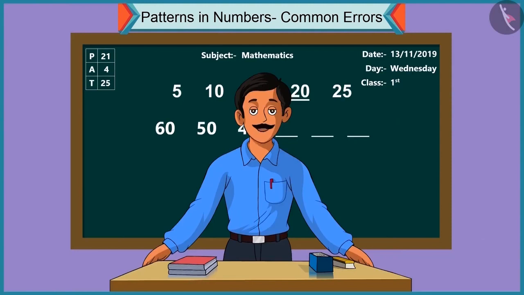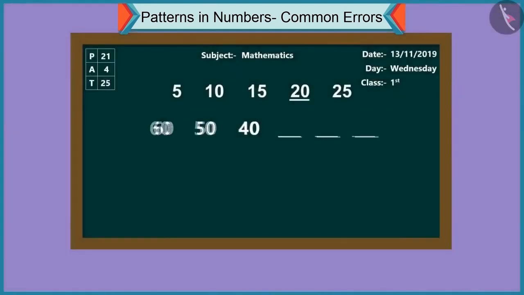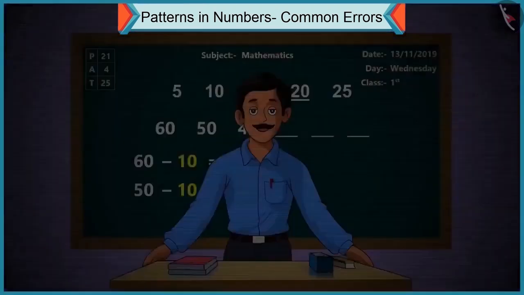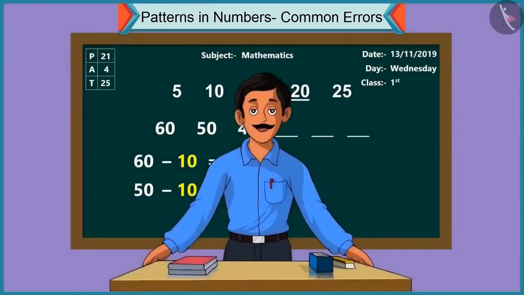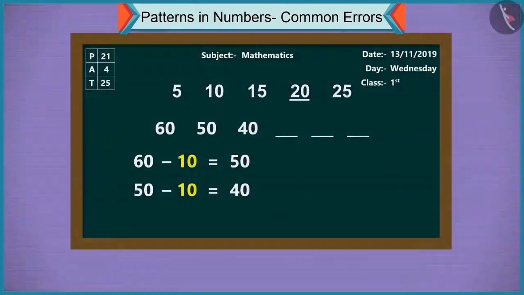Let's understand this pattern. In this pattern, subtracting 10 from 60, we get 50. Subtracting 10 from 50, we get 40. Similarly, subtracting 10 each time, we proceed with this pattern. Can you try now?